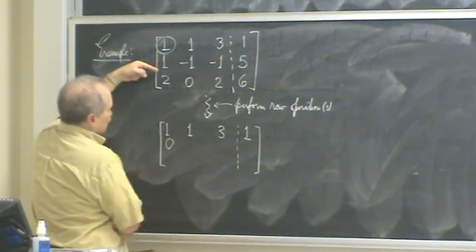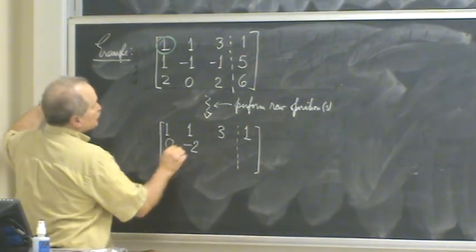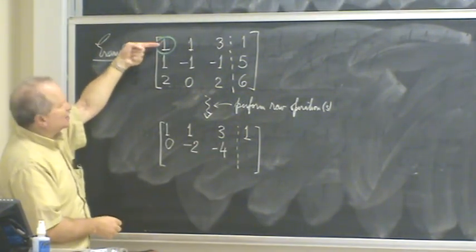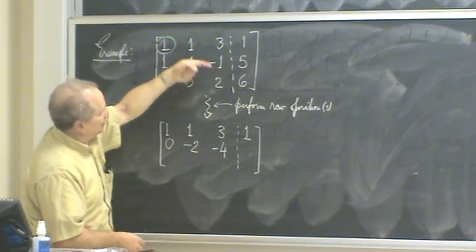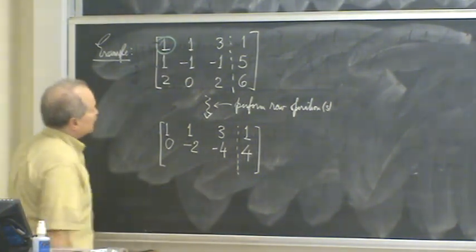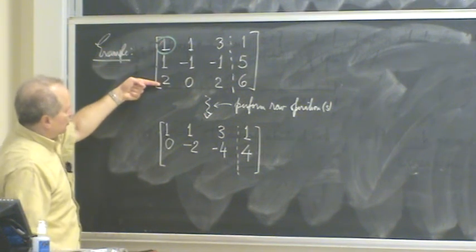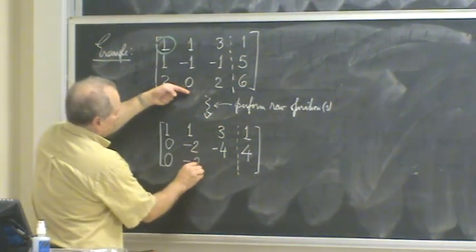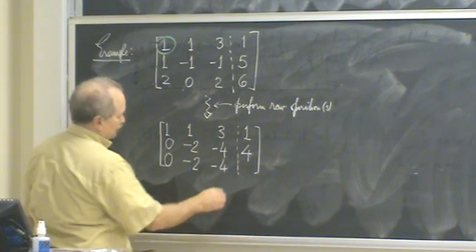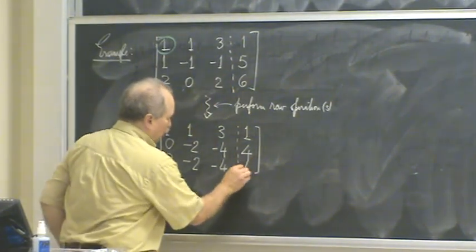So what's my second row going to be? 0, 2, 4, minus 2. 4, minus 4. So we're adding -1 times the first row to the second. Everyone agree? Third row. What am I doing? Adding -2 times the first row to the third. 0. -2 times the first row. So this is -2 plus 6, which is 4.